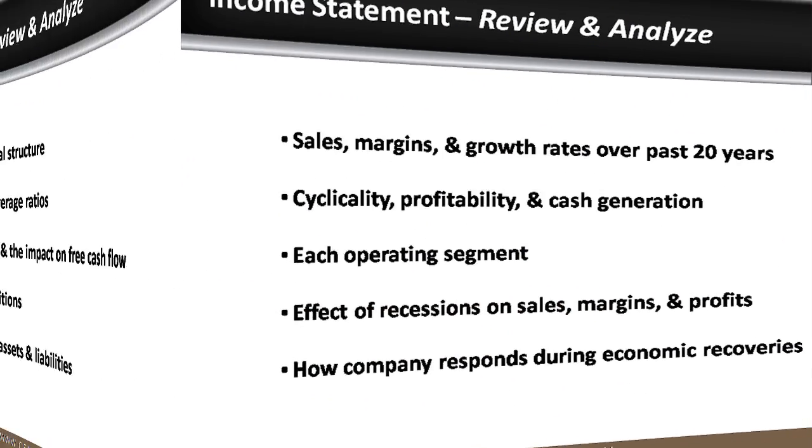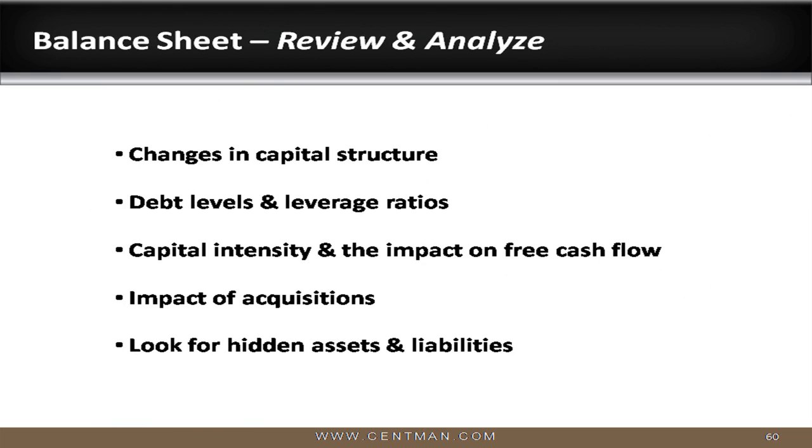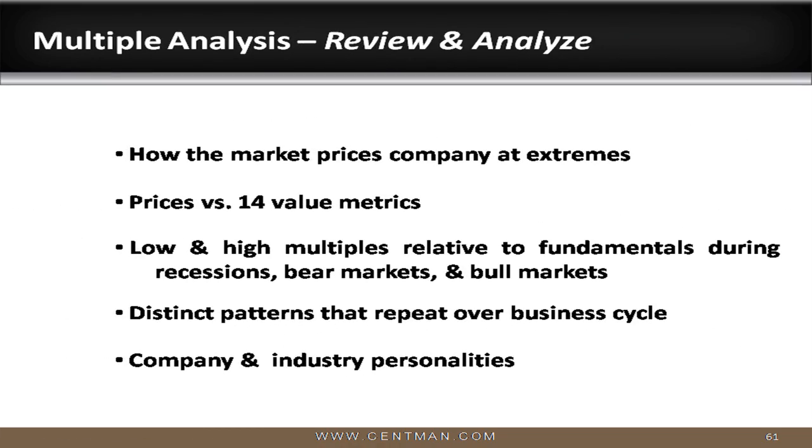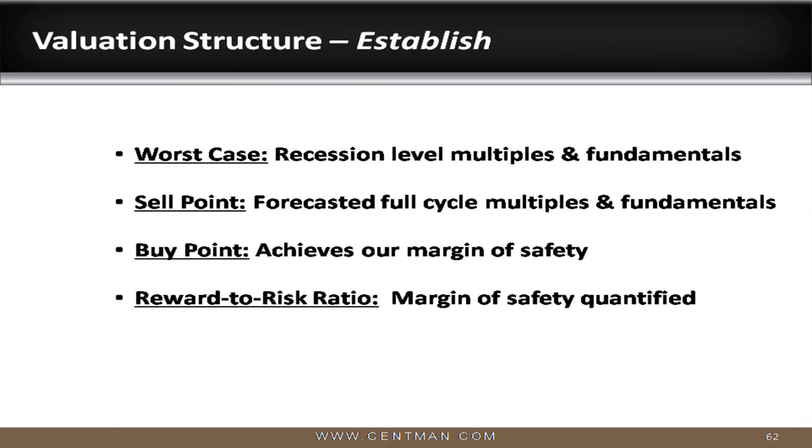We break down our HMA into 4 sections. The first part is the income statement. The second part is the balance sheet and leverage ratios. The next part is our historical prices where we compare it against valuation metrics. And then finally, we put it all together and put it into numbers where we have our buy point, sell point, and we call that our valuation structure.